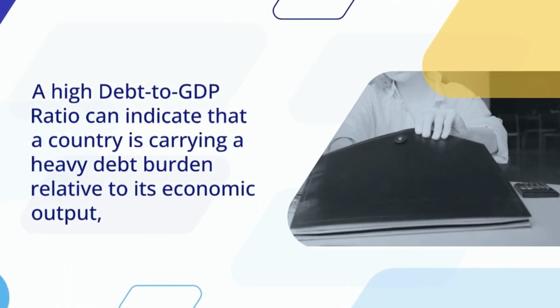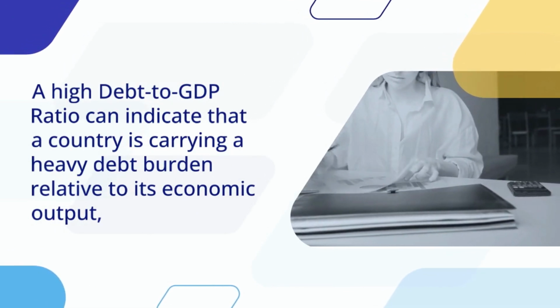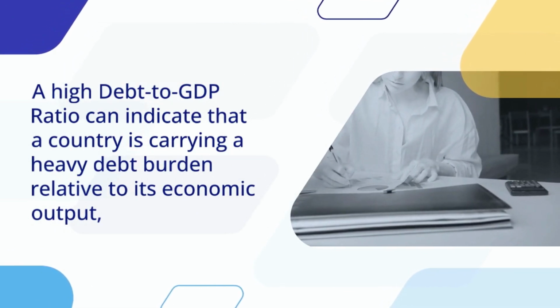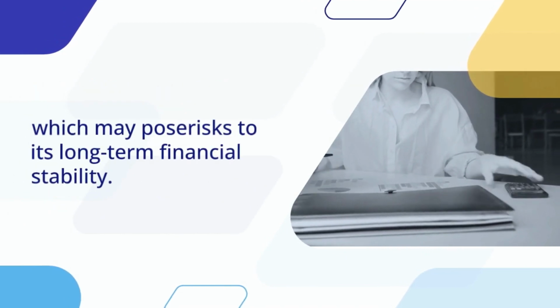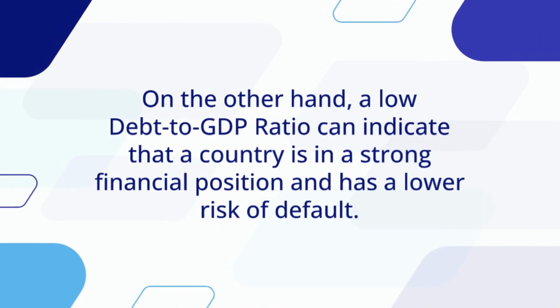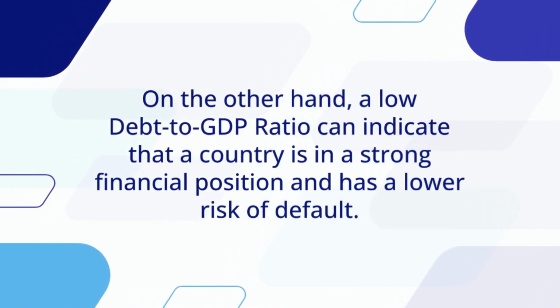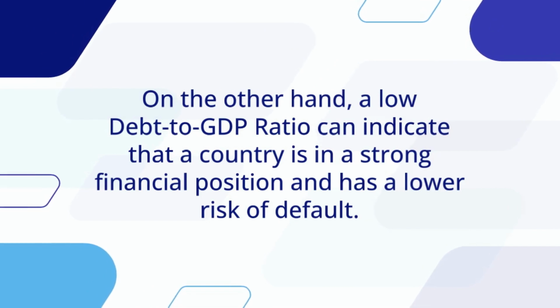A high debt-to-GDP ratio can indicate that a country is carrying a heavy debt burden relative to its economic output, which may pose risks to its long-term financial stability. On the other hand, a low debt-to-GDP ratio can indicate that a country is in a strong financial position and has a lower risk of default.